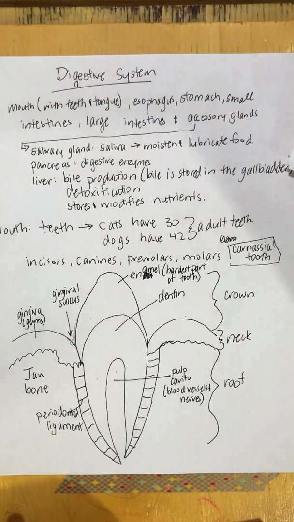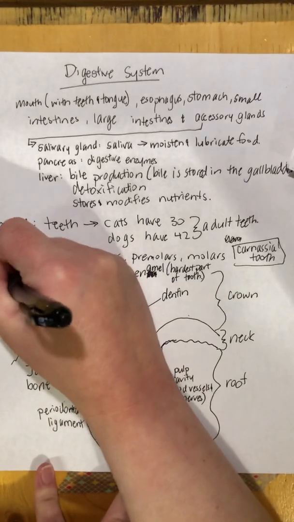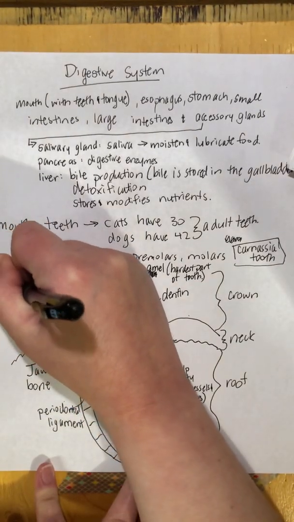So that is basically a diagram of the tooth structure. I never labeled this, so tooth structure.